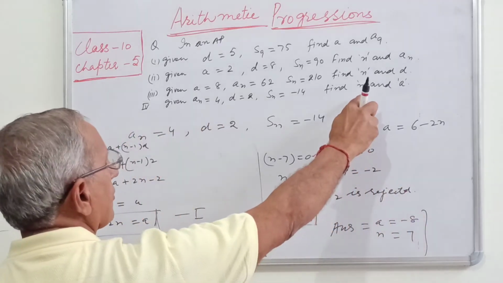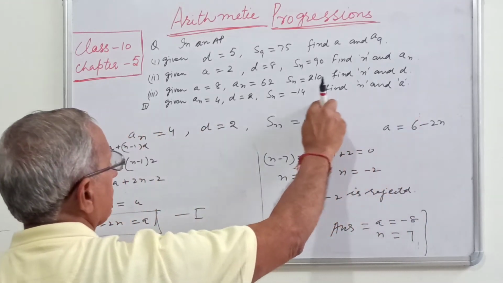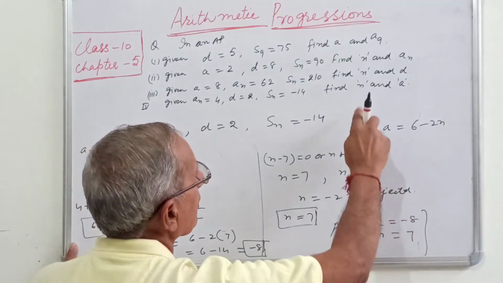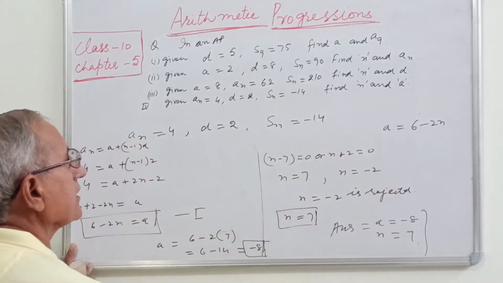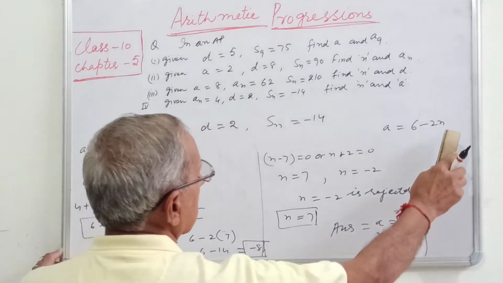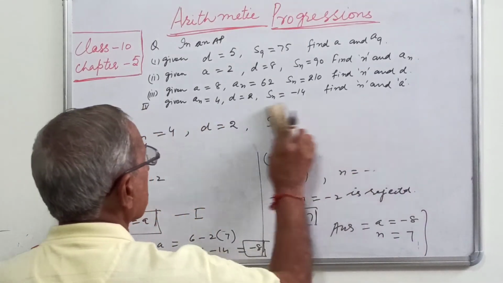So ये निकाला था value of n and value of a here. So n is 7 and value of a is minus 8. So ये 4 पार्ट थे क्वेश्चन के, मैंने ये सॉल्व कर दिए. So next question.